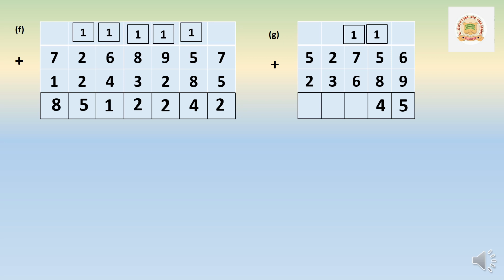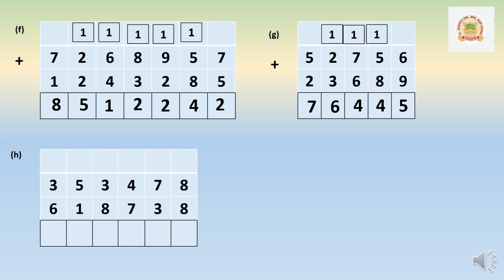Now 1 plus 7 is 8. 8 plus 6 is 14. 4 will be in the hundreds place, 1 will be in the thousands place. Add the thousands number. 1 plus 2 is 3. 3 plus 3 is 6. Now add the 10,000 number. 5 plus 2 is 7. So 76,445. Let us do the H question.